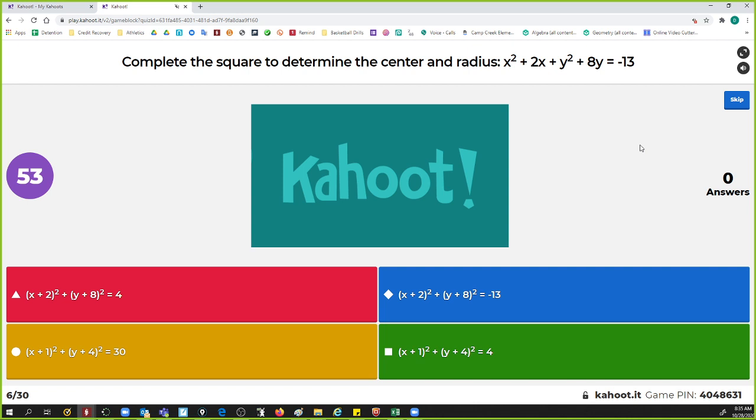And on the left side, when you cut the 2 in half, it gave you 1. So we're looking for an x minus 1. And when you cut the 8 in half, that gave you 4. So we're looking. That's wrong. I hate it when they do that. That answer's wrong.